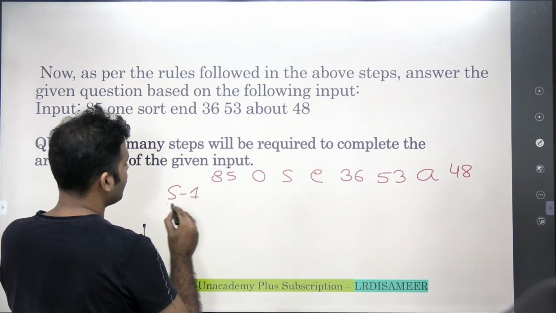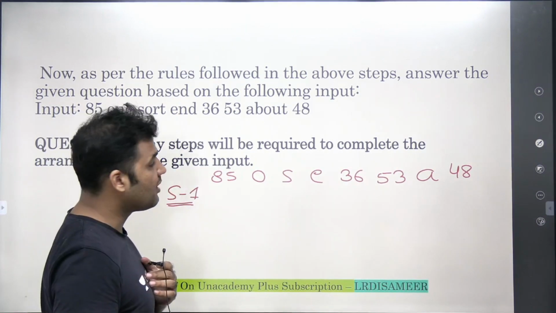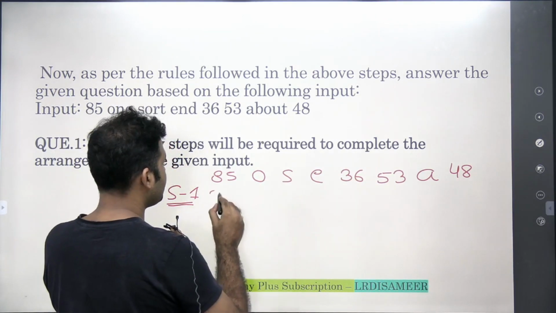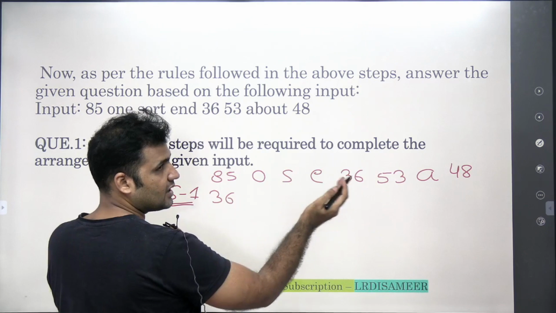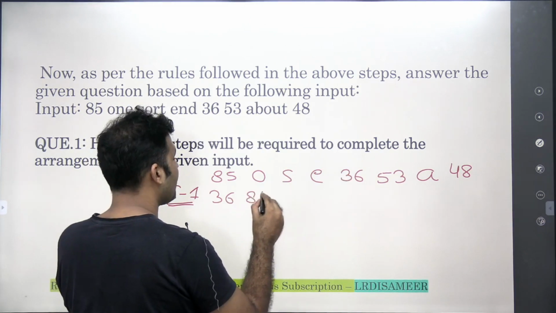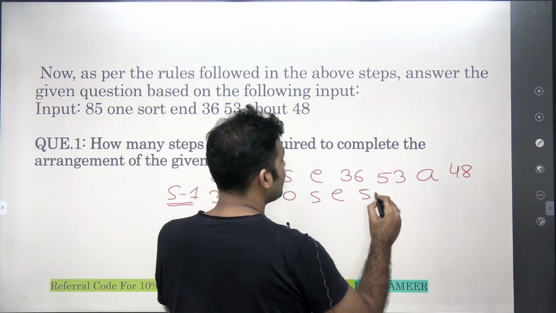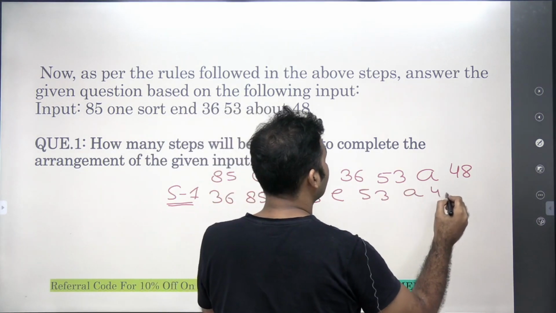In step 1, the smallest number will be taken on the left hand side. Which one is the smallest number? That is 36. So you will take 36 on the left hand side. This will happen in step 1. And now you see, to answer the question, I have to write down every step.